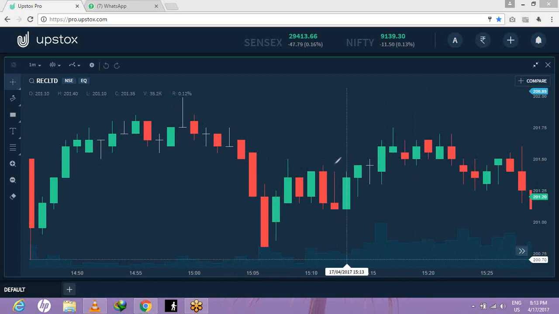And now see here, one bearish pattern, but the market has not gone down. Why has it not gone down? Because this is not at a resistance level. This is near support.